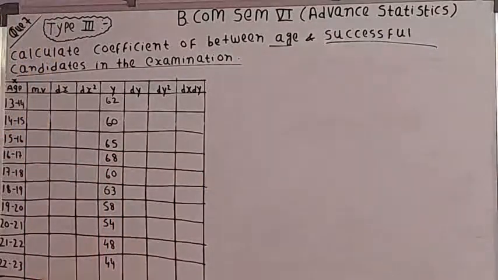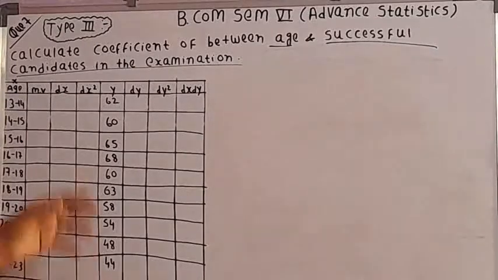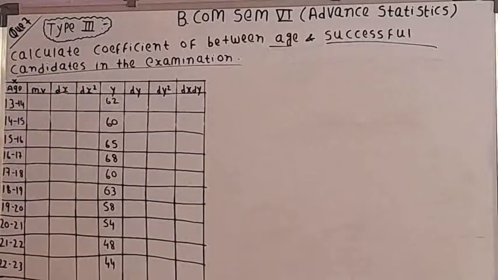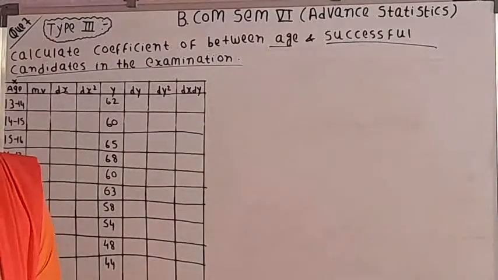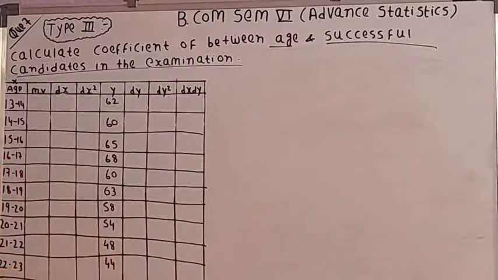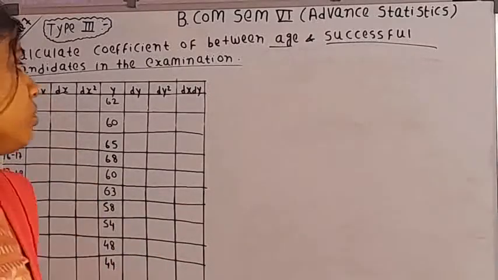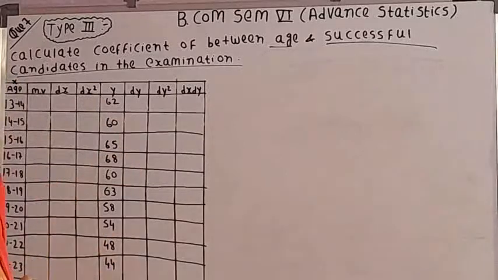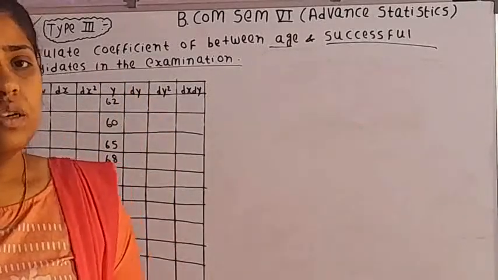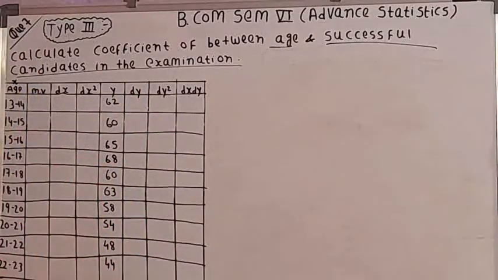So here we have taken the X series from the problem itself. Then we have calculated the Y series. So we have put the Y series in the Y column, X series in this column of age. Now what we have to do? We have to go for the calculation of dx column, dx square column, dy column, dy square column, and dx dy.